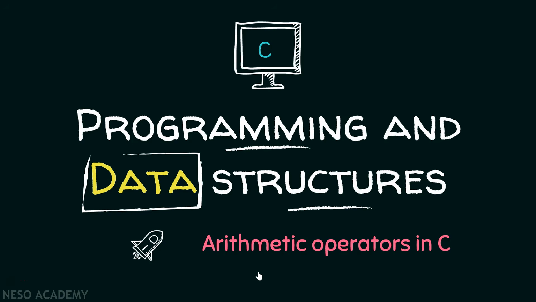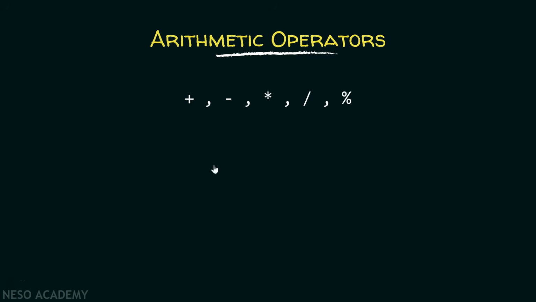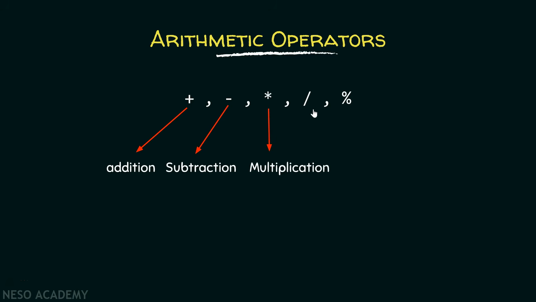In this lecture, we are going to talk about arithmetic operators in C. These are the different operators available in C language. The first one is called addition operator. The second one is called subtraction operator. The third one is called multiplication operator. The fourth one is called division operator. And the last one is called modulus operator.